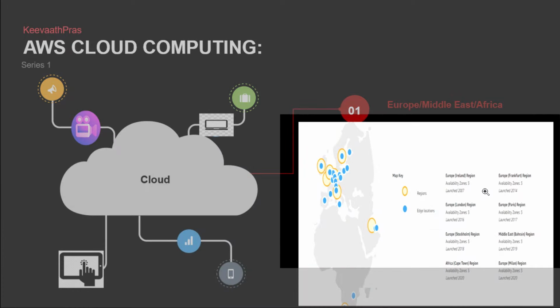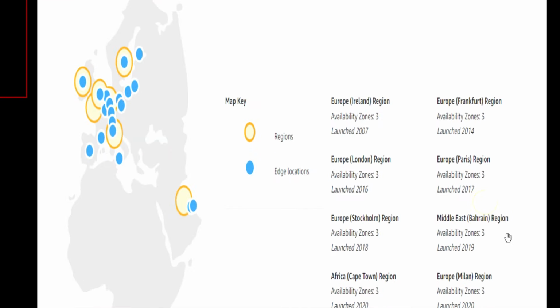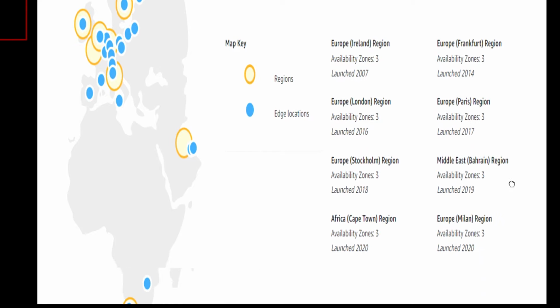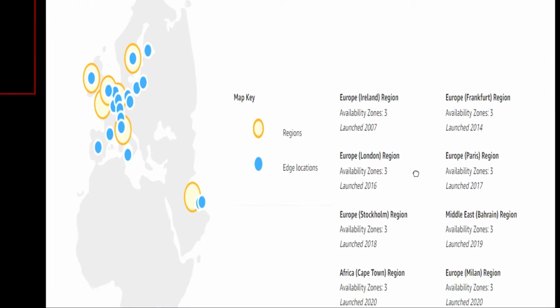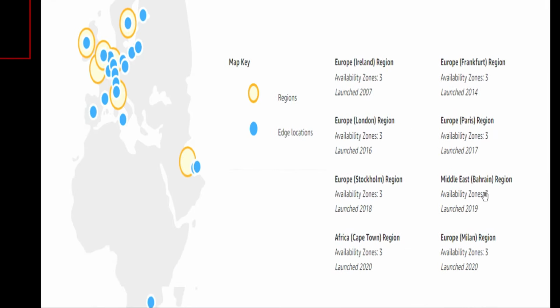Europe, the moment we come, we'll be thinking of France, Germany, Berlin, London, stuff of that nature. We have Ireland. We have Frankfurt, Germany. We have London, Paris, as I told you, Stockholm. And in the Middle East, we have Bahrain. We also have Italy, Milan. In Africa, we have South Africa, which is Cape Town. If you just notice one thing here, friends, all the availability zones, but for Northern Virginia, are more or less three or four maximum.